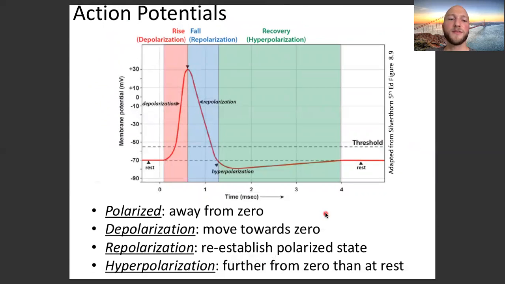So, vocab words, make flashcards for these. Polarized means moved away from zero. It's really easy to write questions about these. Expect at least one. There's a good chance you'll have at least one. Polarized, move away from zero. Depolarized is move towards zero. Repolarization is when you reestablish a polarized state. And hyperpolarization is when you go further from zero than rest, so more negative than negative 70.